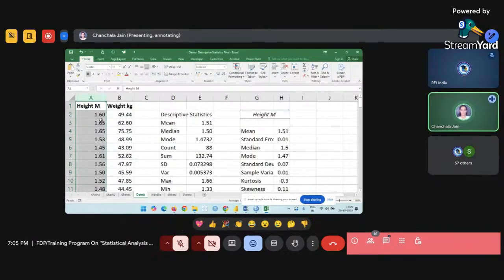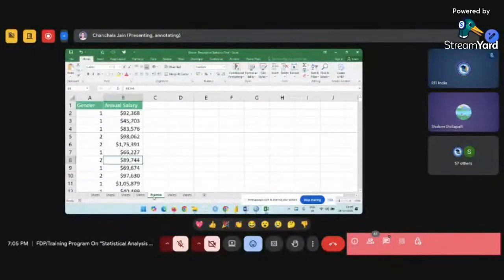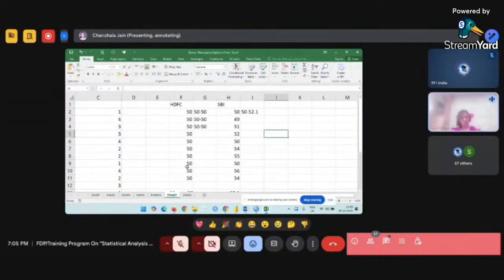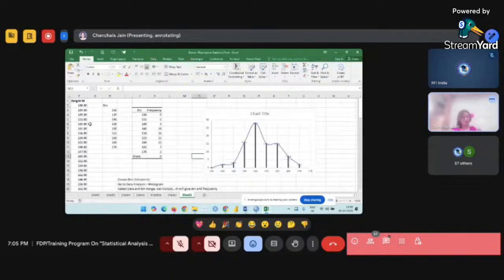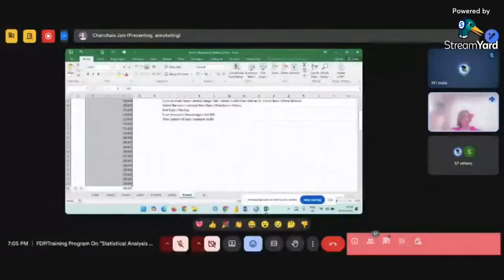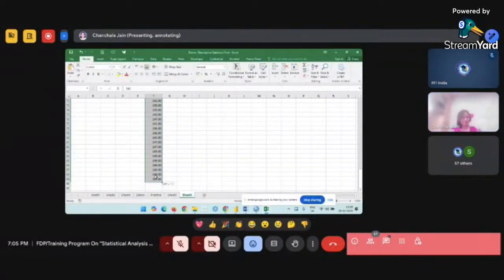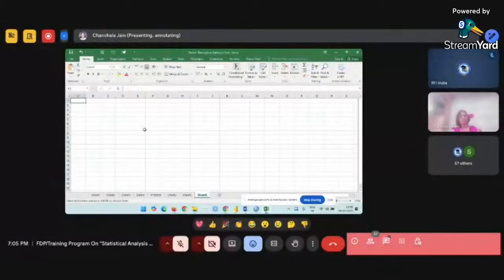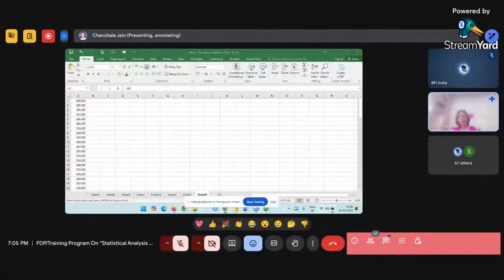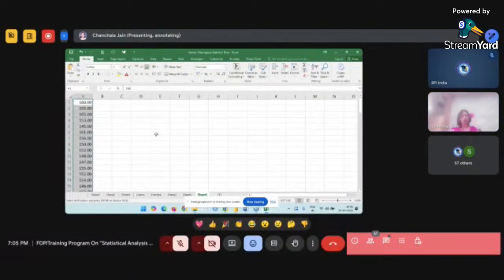Suppose this is the data available with me. But I think this data is not proper. I need to take proper data with me. Suppose this is the data I'm taking. Give me a second. This is the height data available with me. Now you can see what I'm doing.